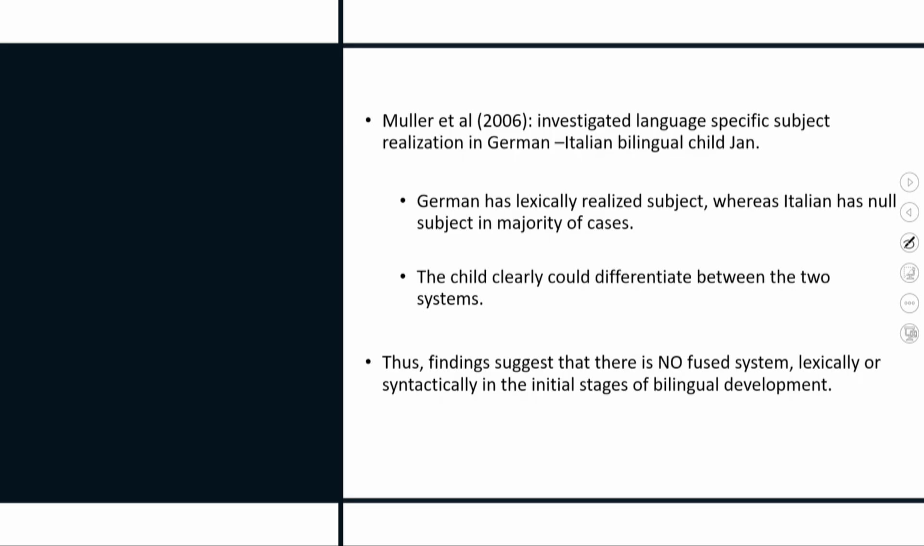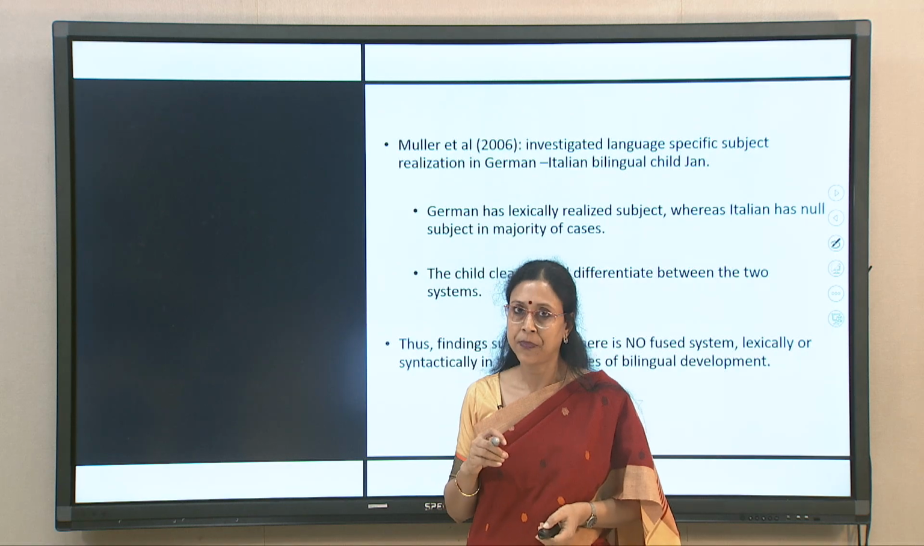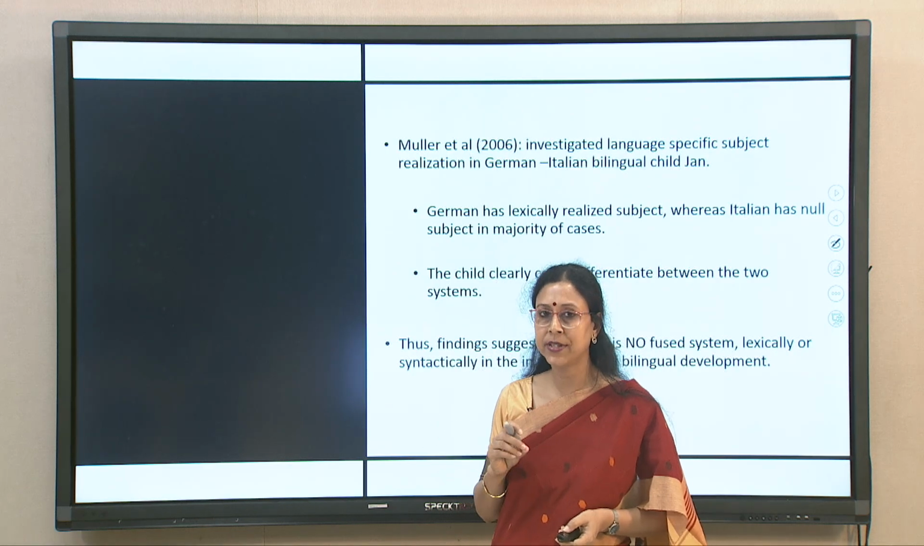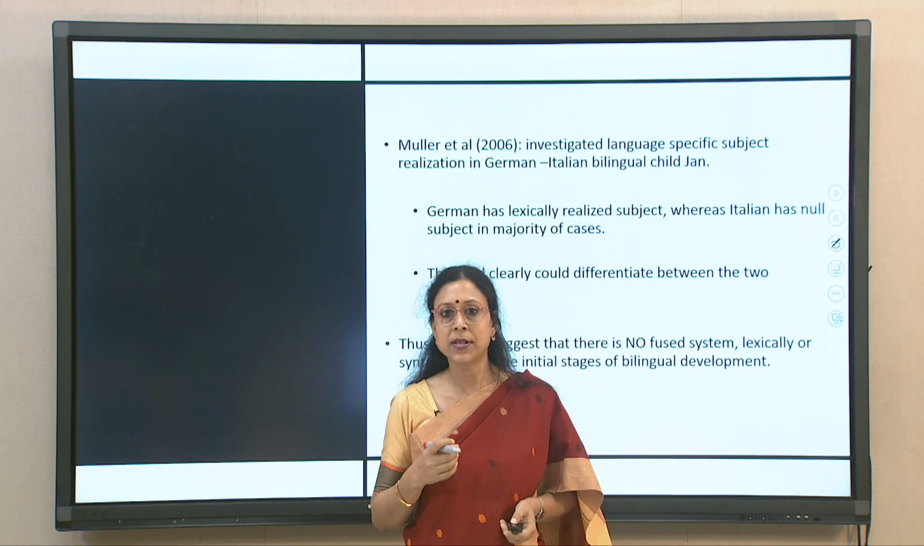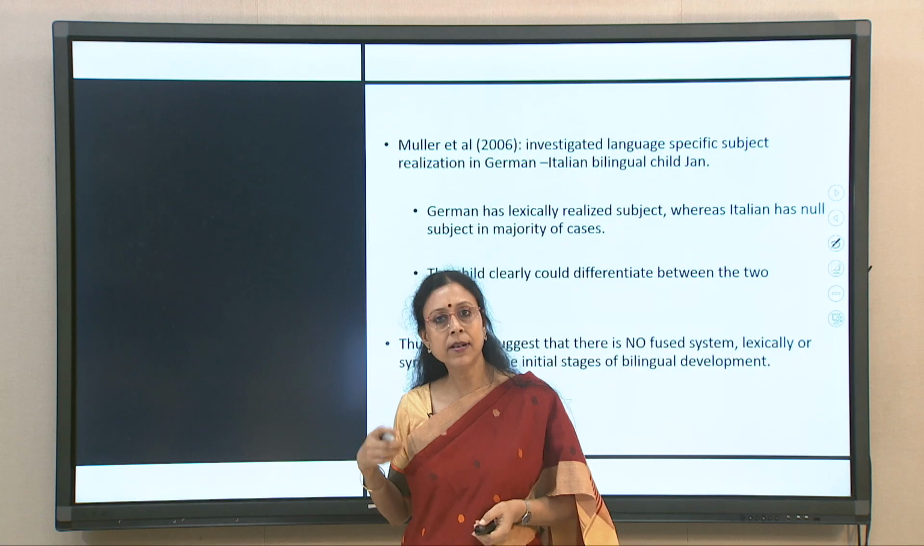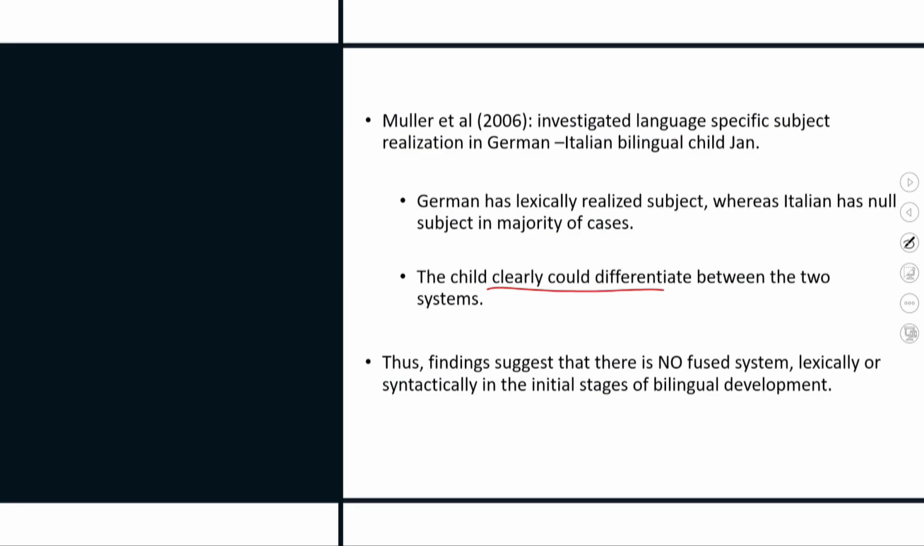Then there was language specific subject realization in a German and Italian bilingual child. In German, the subject has to be lexically realized. In Italian, it need not be. In Hindi also the subject need not be lexically realized. So, khaungi means that it is the first person singular which is the subject, but only the verb tells you what the subject is. So, the subject can be dropped, it can be null, it need not be overtly lexically marked, but German has a lexically realized subject. Even in that kind of contrast, the child clearly could differentiate between the two systems.